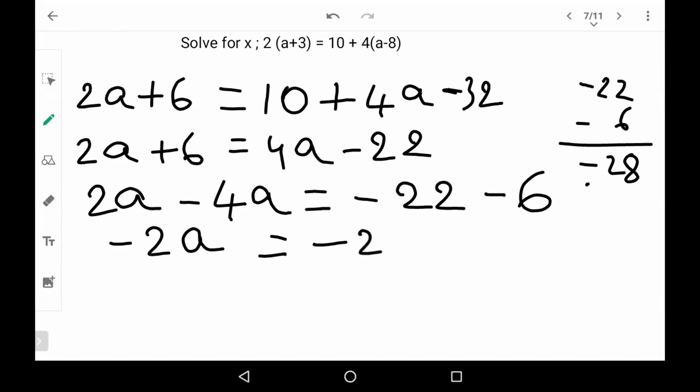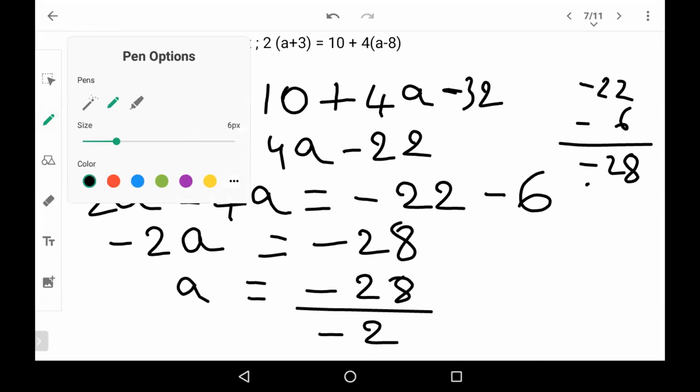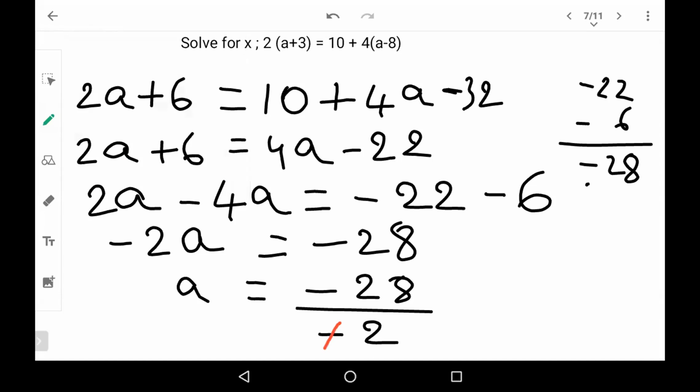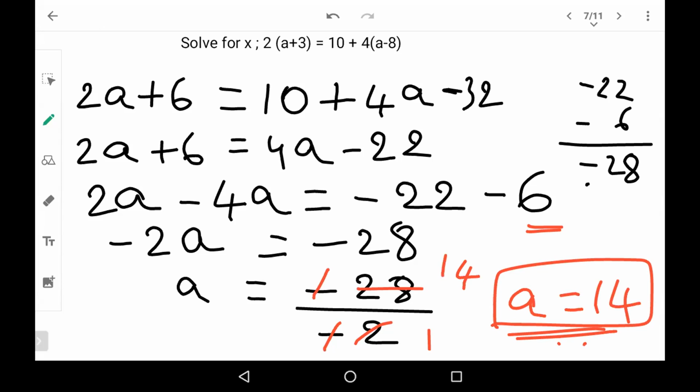Okay, so minus 28. Now a is equal to minus 28 divided by minus 2. Here minus and minus will get cancelled because they are in numerator and denominator. If I have minus and minus like in the earlier step, I cannot cancel. Since it is in division format, in the numerator and denominator, I can cancel the minus. So 2 ones are 2, 2 fours are 8. So a is equal to 14. That is the answer we require and we got it.